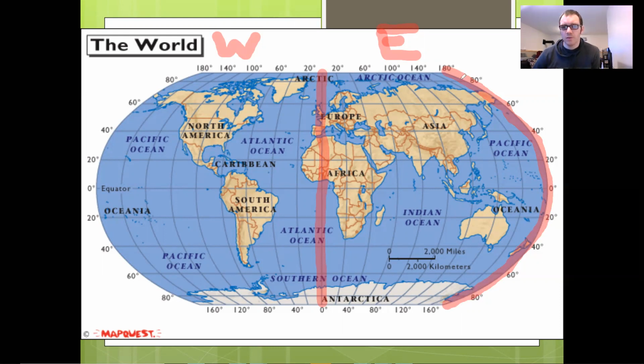Okay. So you have the 0 line here and the 180 is here. This is also the 180 because these are the same lines. They look like they're on opposite sides of the world. But actually, this 180 and that 180 connect.